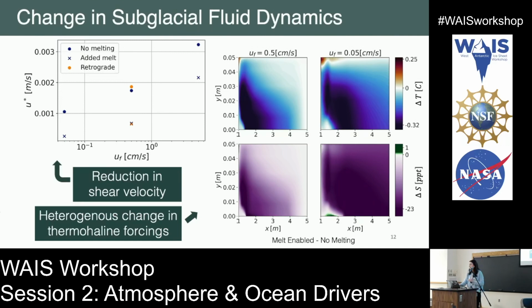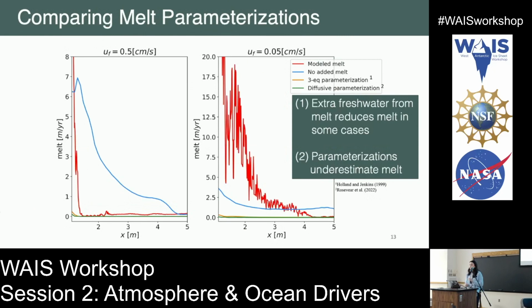The last takeaway from this project is thinking about how our current parameterizations handle such melt dynamics and such seawater intrusion. So the red line here is my modeled melt. It's coming out of that equation. The blue line is the melt that would happen if we had no freshwater flux from melting, so if we allow the seawater to intrude to its full potential. And then very small towards the bottom, I have this orange and green line, which is our parameterizations.